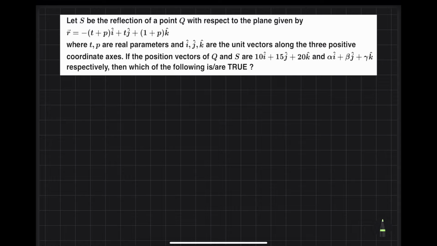So, we got a wholesome new problem which says let S be the reflection of point Q with respect to the plane this. So, these guys have given you the equation of the plane. The equation of the plane is r vector equals minus of (t plus p) i plus tj plus (1 plus p) k, where t and p are real parameters, and i, j, k are the unit vectors along the three positive coordinate axes. Now, just tell me, do you think that you guys are comfortable with this equation of plane?